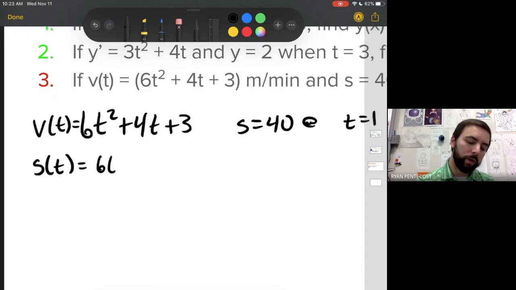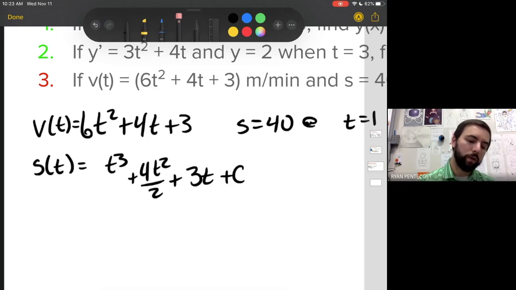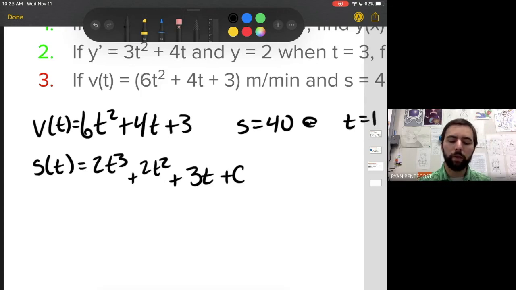We have 6t cubed over 3, that'll cancel. You've got 4t squared over 2, that'll cancel. I guess simplify, not cancel, right? Then you've got 3t plus c. So let's rewrite that real quick. 6 over 3 is 2. Then we've got another 4 over 2 is 2. So we've got 2t cubed plus 2t squared plus 3t plus c.